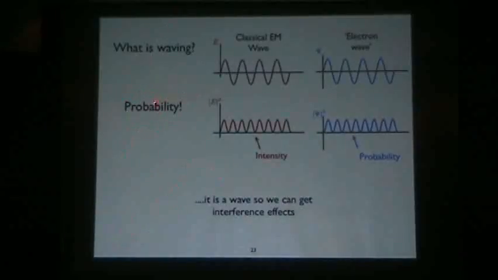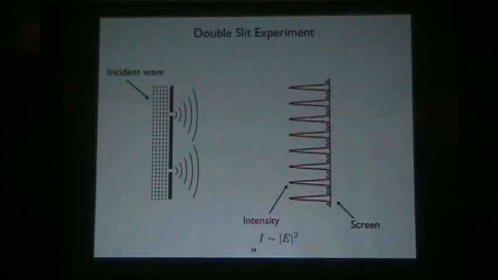So what's waving is probability. And because it's a wave, we can get these oddball interference effects that I described. So now I want to move on to an experiment where this interference is more pronounced. In the single slit diffraction experiment, the interference wasn't that big. It was a little dip. I want to move on to an experiment where we can see just how weird a wave interpretation of particle physics is. And that's this famous double slit diffraction experiment.